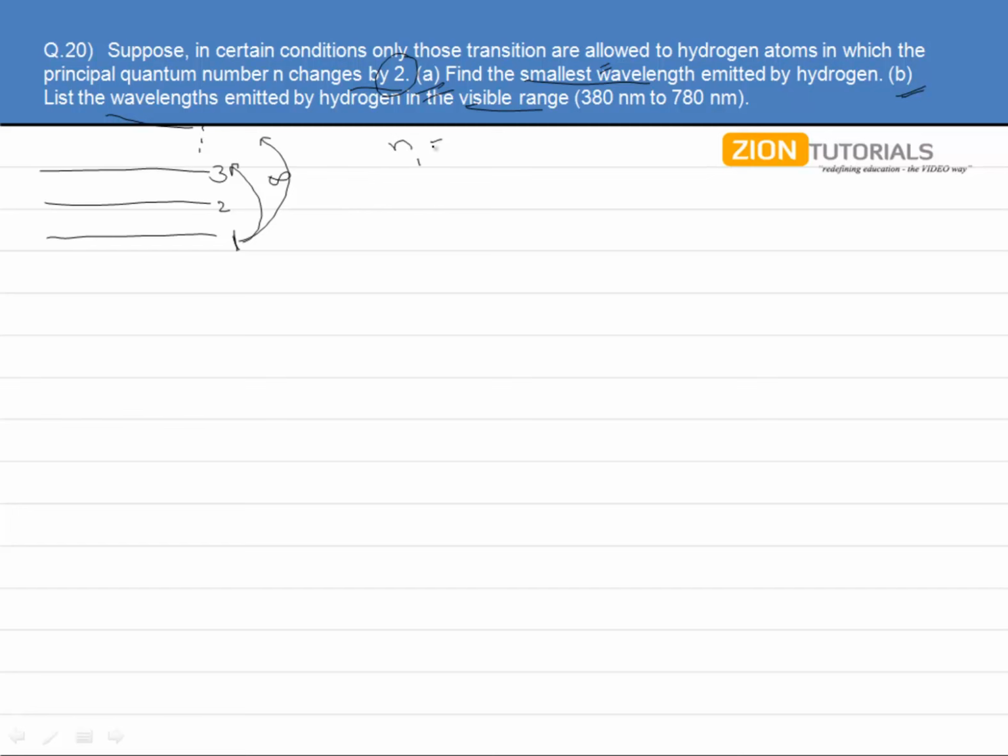We are having n1 to be 1 and n2 to be 3. And so the energy is equal to 13.6 Z square by n square, Z square being 1, times 1 by n1 square minus 1 by n2 square, and it is further equal to hc by lambda.